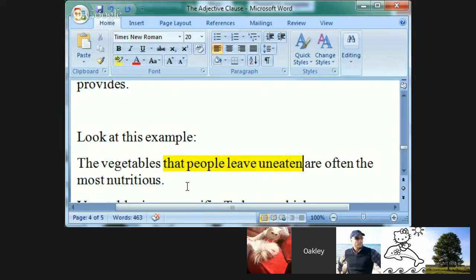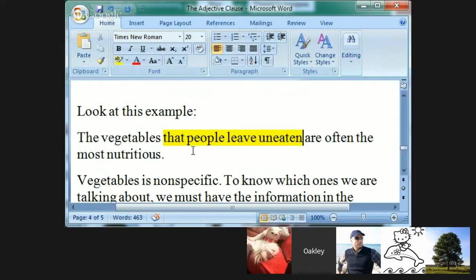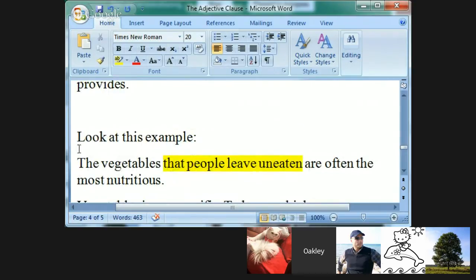Do you think if I remove this highlighted yellow part, I still have a sentence? Yes. But does it make sense? The vegetables are often the most nutritious. Does that make sense as a complete idea? Which vegetables? It's not complete. It seems weird. I don't know what you're talking about if you said this.